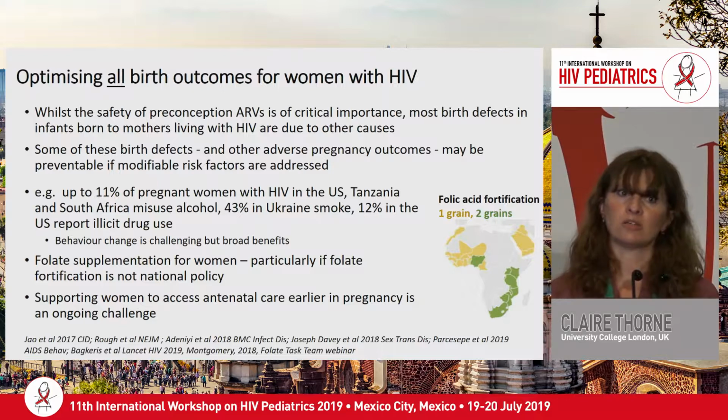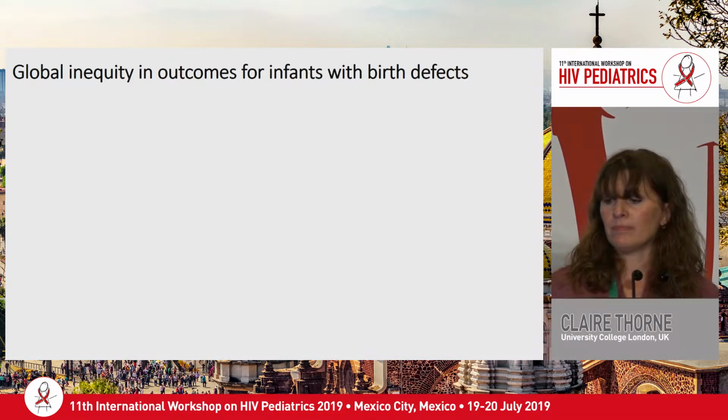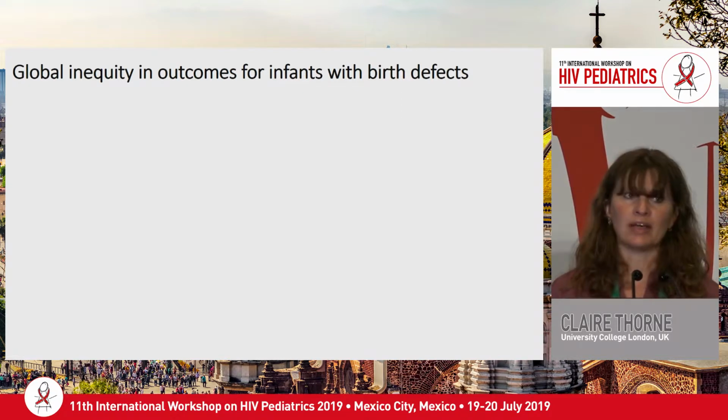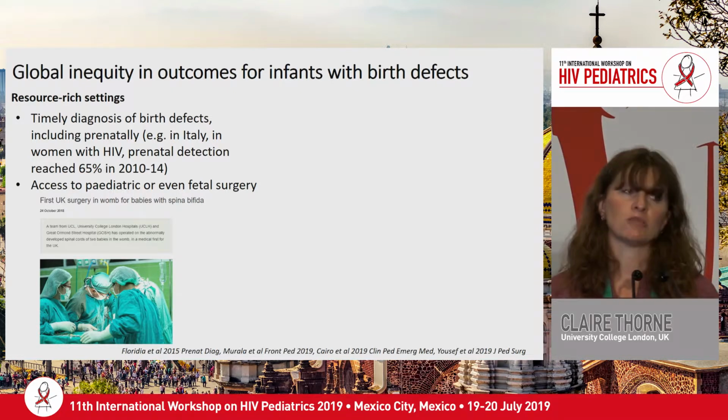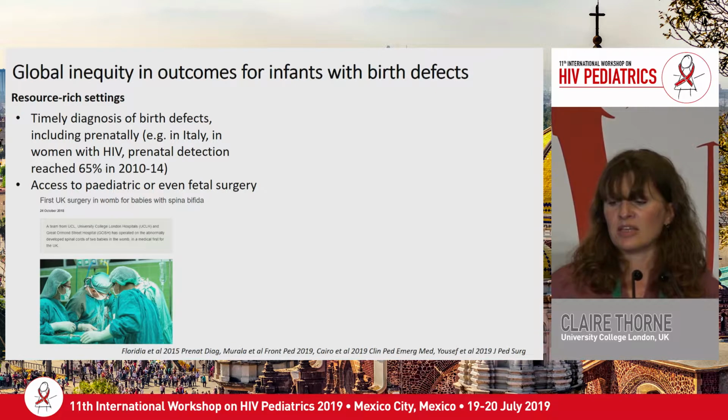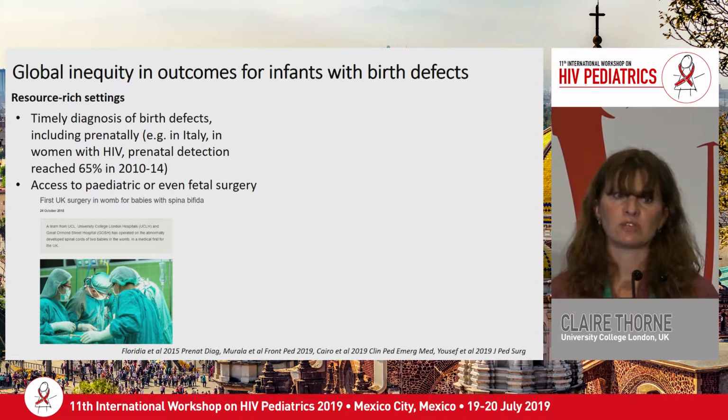It's an ongoing challenge, but will have important impact in terms of pregnancy outcomes, whether it's performing syphilis screening and treatment, vaccinations for women, etc. I think it's important to note that there's global inequity in outcomes for infants with birth defects. So in resource-rich settings, there's timely diagnosis of these birth defects. For example, in Italy, in women with HIV, prenatal detection reached 65% in the most recent time period. This also gives the option of pregnancy termination. And in these settings, we have access to pediatric or even fetal surgery.